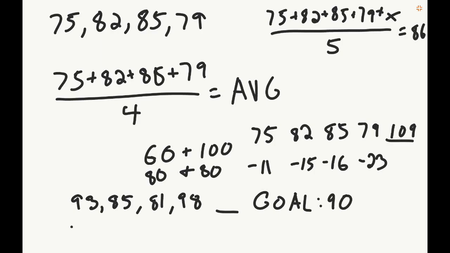So 93 is 3 more than what we needed. Okay, so we got 3 points right in the bag there. 85 is 5 below now, so we used up our 3 points and then some, so now we're down 2. 81, we've lost 9 more points, so we're down 11. And now with this 98, we made up 8 of those points, so now we're only down 3. We need to make up 3 more points. So we need our 90, then we need 3 extra points to fill in how badly we did on the last 4. So 93. Okay?